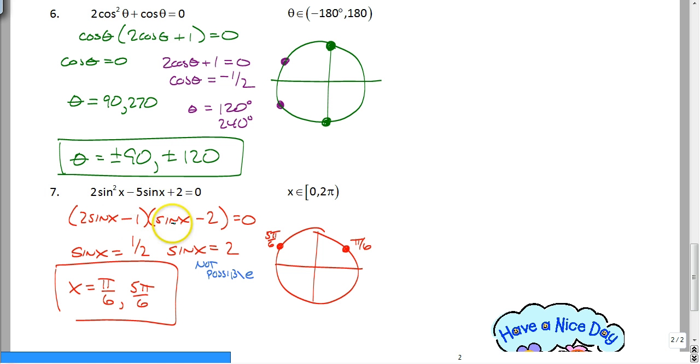Number 7, you just had to factor. Once you factor this out, you set each of those equal to 0, and we have sine x is equal to 1/2 and sine x is equal to 2. Well, sine is never allowed to be greater than 1, so sine x can never equal 2, so that is not possible. And sine x is equal to 1/2 when y is 1/2. So y is 1/2 when x is pi over 6 or 5 pi over 6. And because this is from 0 to 2 pi, we're going to use those 2 positive values.